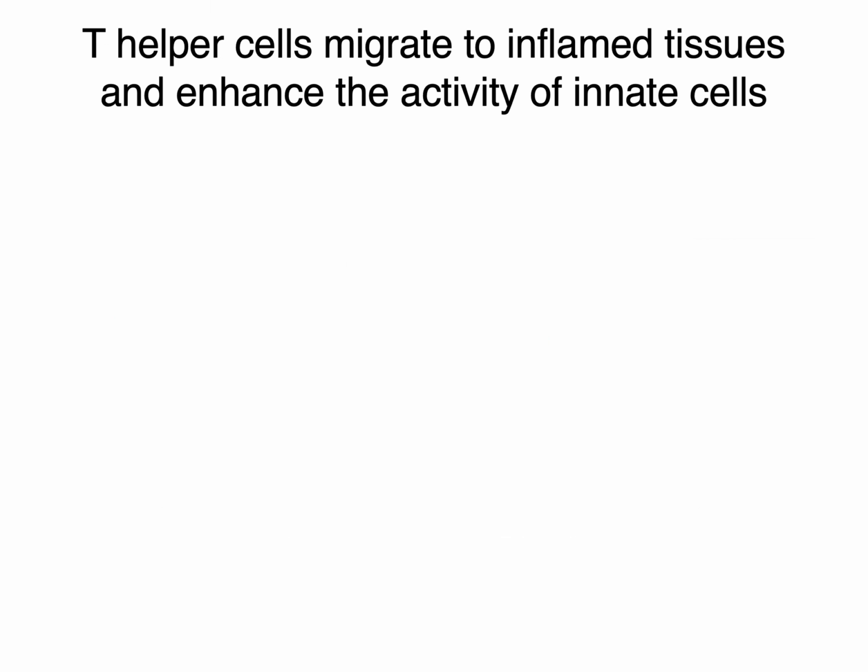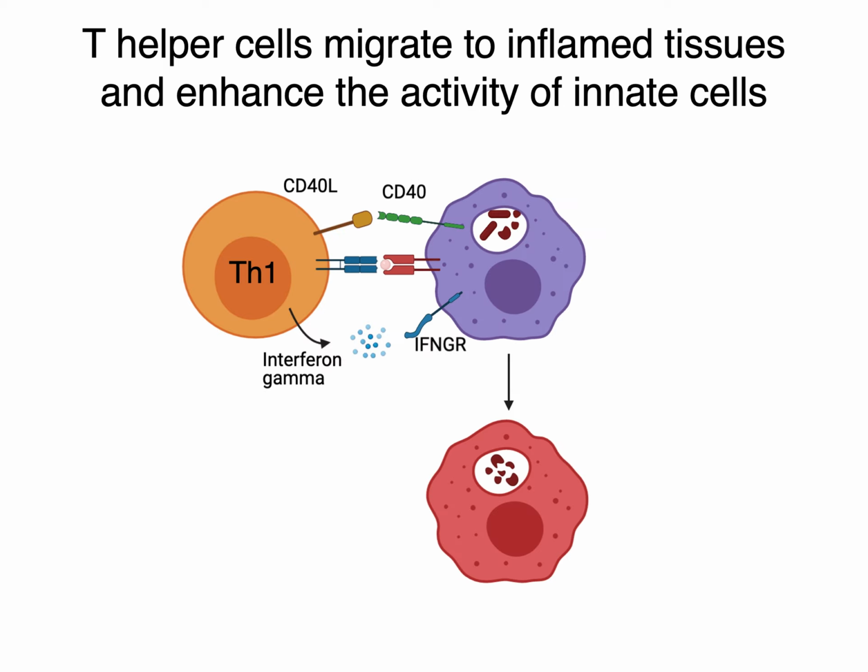So I wanted to give you one other example of how T helper cells enhance the activity of innate immune cells. Here I'm going to focus on a T helper 1 cell. This T helper 1 cell produces a highly inflammatory cytokine called interferon gamma. And when interferon gamma acts on macrophages, it enhances their activation.